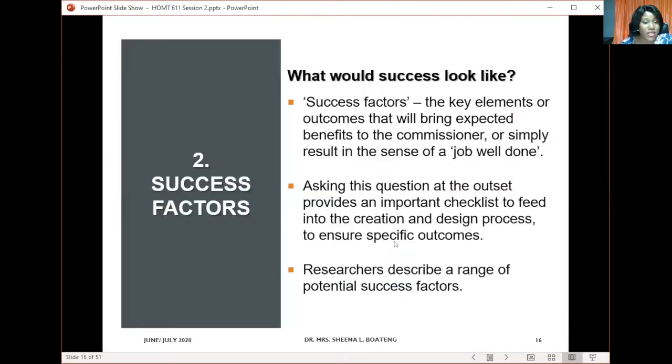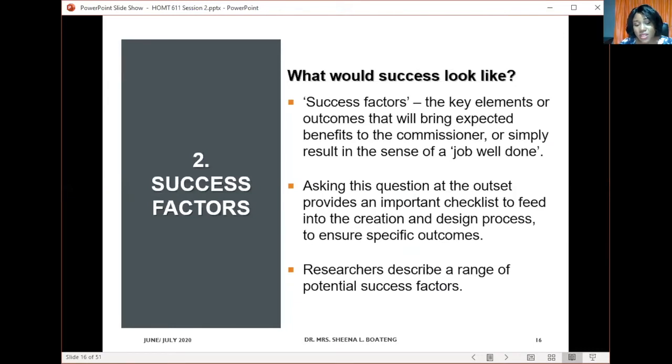For the success factors, we are basically asking, what would success look like? If I organize an event, how will I be able to tell by the end of the event that I have succeeded at organizing it, that this event was a success? Asking this question at the outset provides an important checklist to feed into the creation and design process to ensure that you are able to gain specific outcomes.